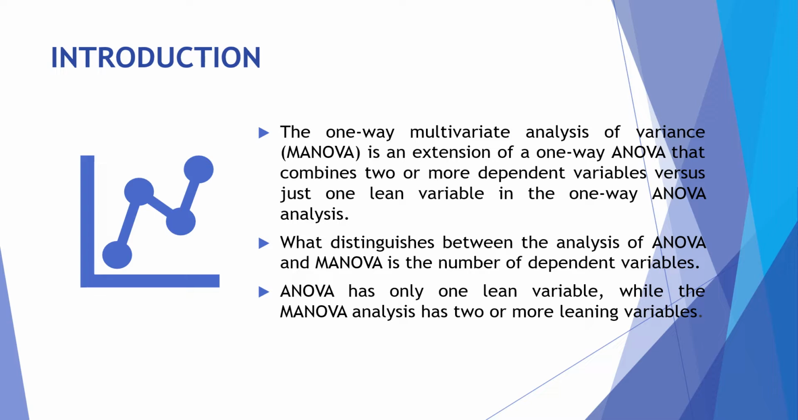or more dependent variables versus just one dependent variable in the one-way ANOVA analysis. What distinguishes the analysis of ANOVA and MANOVA is the number of dependent variables. ANOVA has only one dependent variable, while the MANOVA analysis has two or more dependent variables.